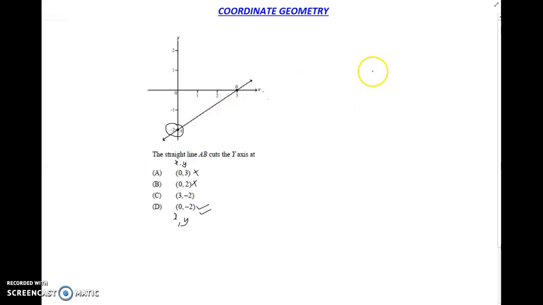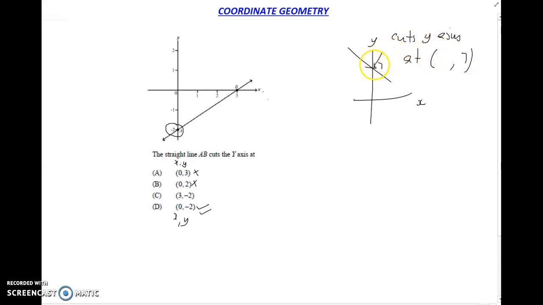So just for future reference, if I have my y and x axis and I have a point passing through, let's say here, right? And let's say passing through 7. So where the line cuts the y-axis is at 7, right? So what will be the coordinates where it cuts the y-axis? So it cuts the y-axis at, my y value is 7, but my x value will be 0, right?